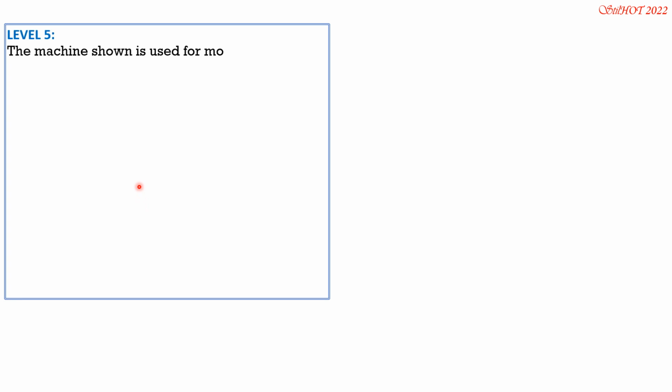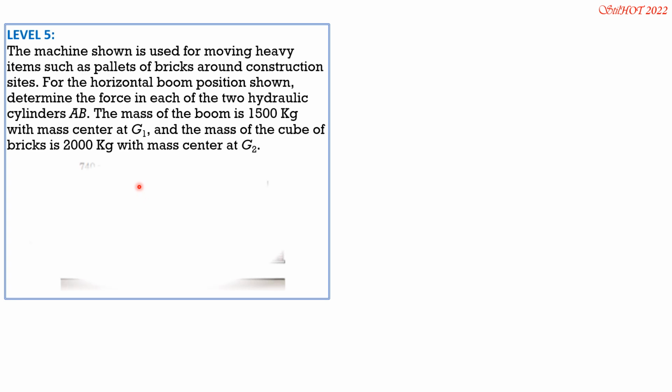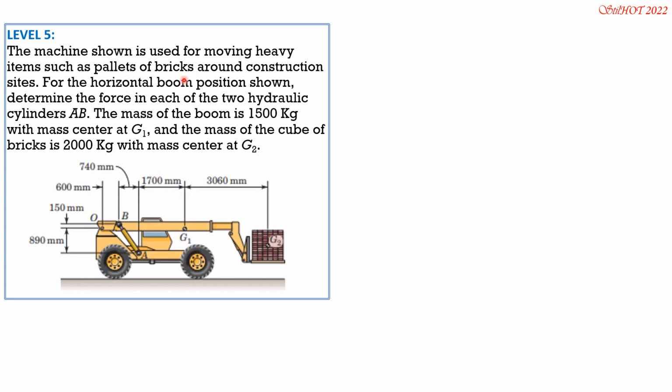The machine shown is used for moving heavy items such as pallets or bricks around construction sites. For the horizontal boom position shown, determine the force in each of the two hydraulic cylinders AB. The mass of the boom is 1,500 kilograms with mass center at G1, and the mass of the cube of bricks is 2,000 kilograms with mass center at G2.